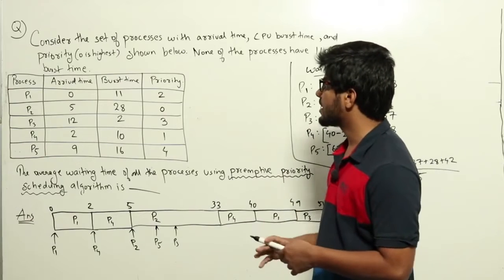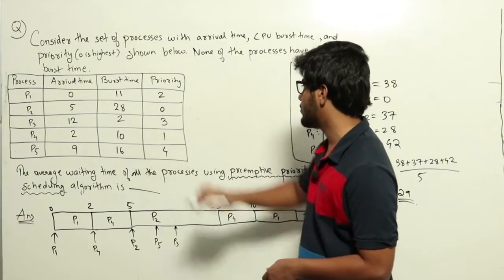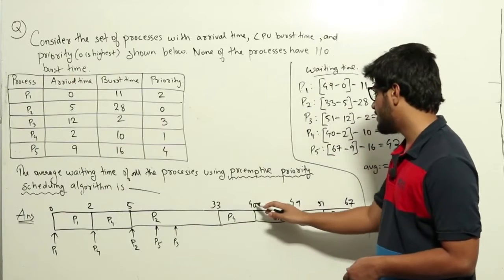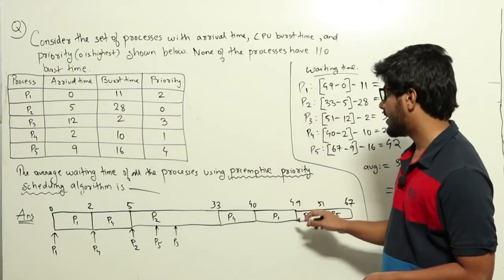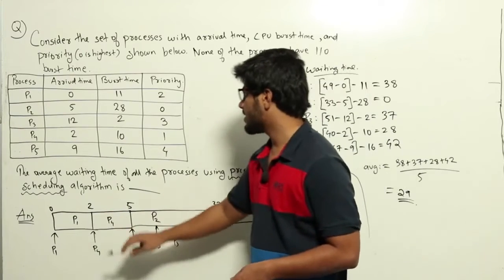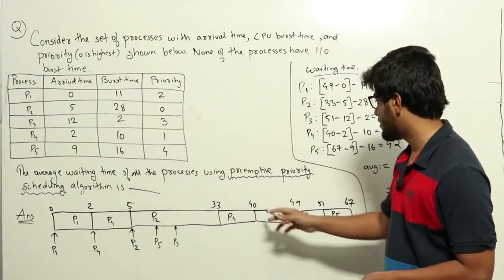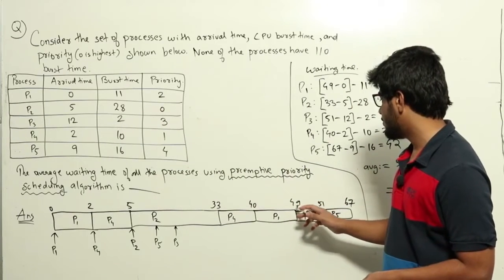We'll choose the next process with the highest priority. That is P1 having priority 2. So we'll start running P1. P1 will keep on running till 49. Because P1 already ran for 2 milliseconds, total was 11. So we needed 9 additional. So P1 will keep running till 49.